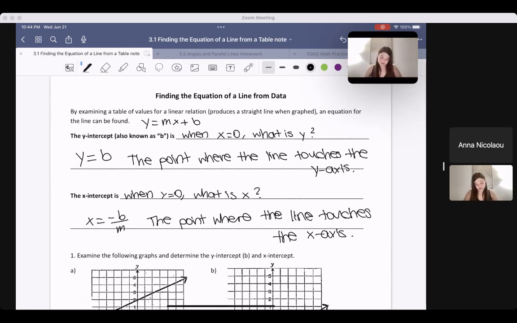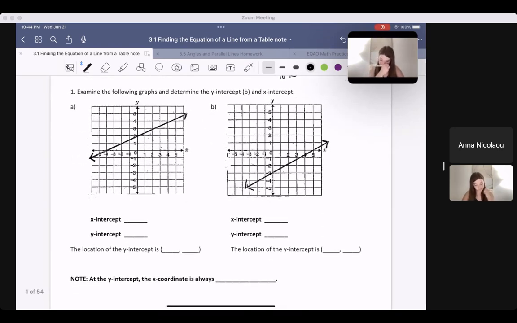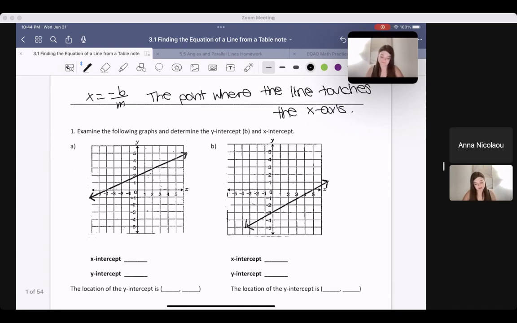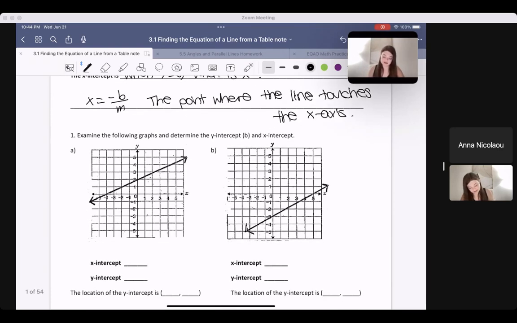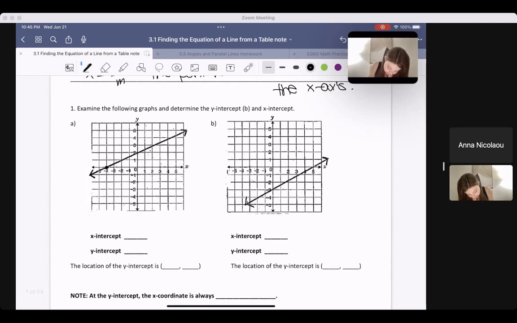So here for question 1, they want us to examine the following graphs and determine the y-intercept and the x-intercept. How can we determine this from our graphs? Well, as we know, the y-intercept is the point where the line touches the y-axis, and the x-intercept is the point where the line touches the x-axis. So let's look at the x-axis first. Where does this touch our x-axis? It touches it at -4, 0. So the x-intercept is -4, 0. And what about the y-intercept? It touches at 2. So the point is 0, 2.